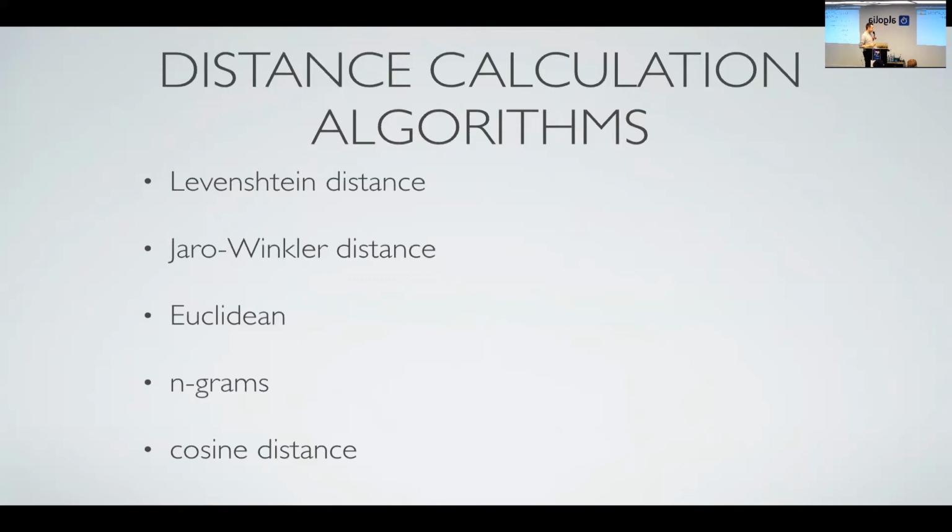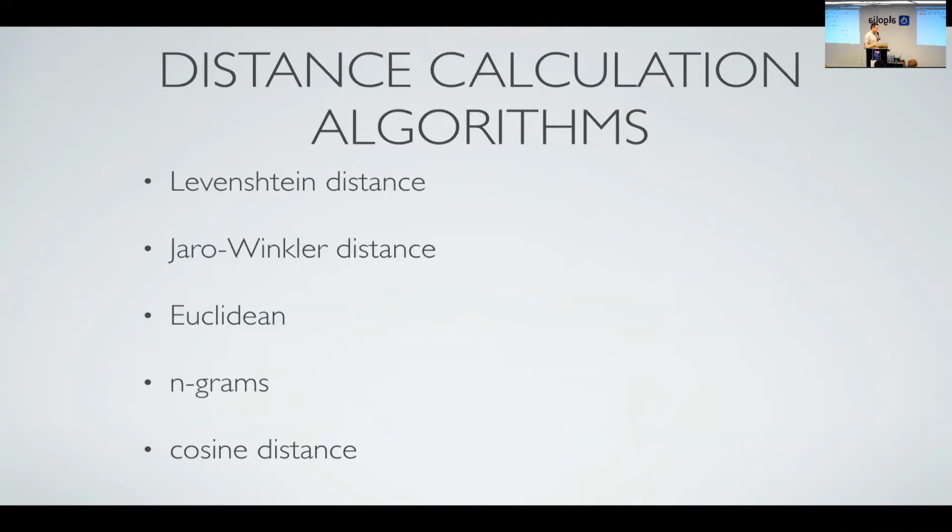Then we have the Jaro-Winkler distance, which is similar to the Levenshtein distance, but instead of returning a number of how many changes you need, it returns a value from 0 to 1. So if you have two strings, 1 means that they are identical, and 0 that they have no similarity. And the good thing is that Jaro-Winkler gives favor to prefixes. So if a string starts with the same letters, it will be more likely to be similar.